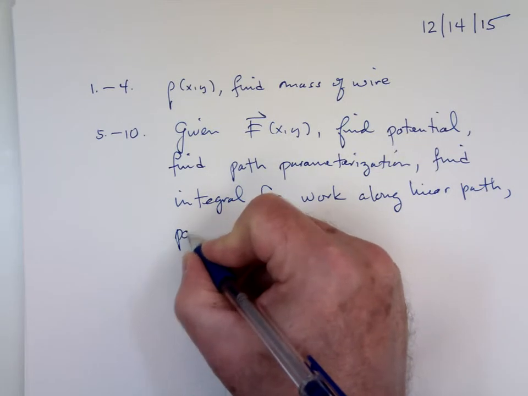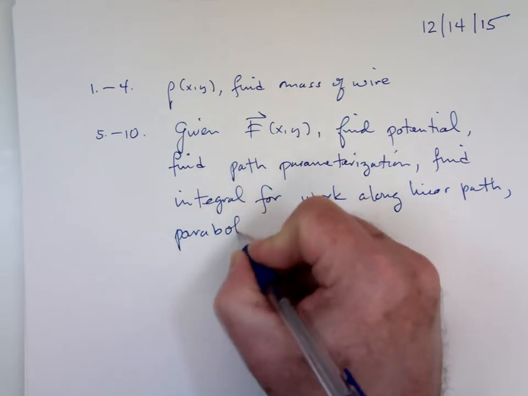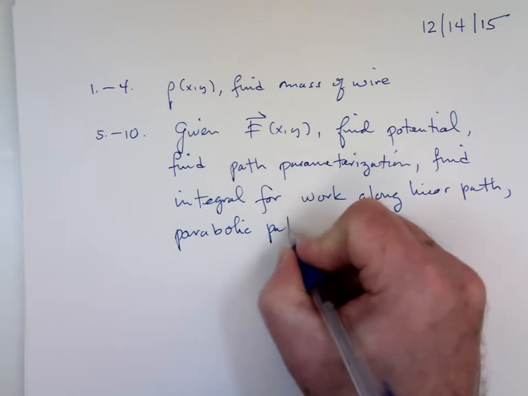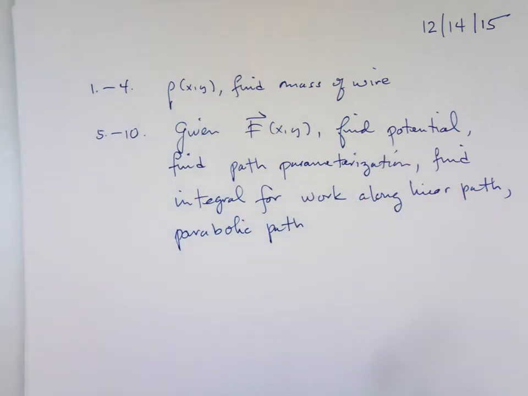And then do a parabolic path as well. You know, we did one where you had to go from 0, 0 to 1, 1, and we did 3 paths. Parabolic path, linear path, and square root path, right? Similar to that is what you have to do. And then I asked for the work along one of those paths or each of those paths.